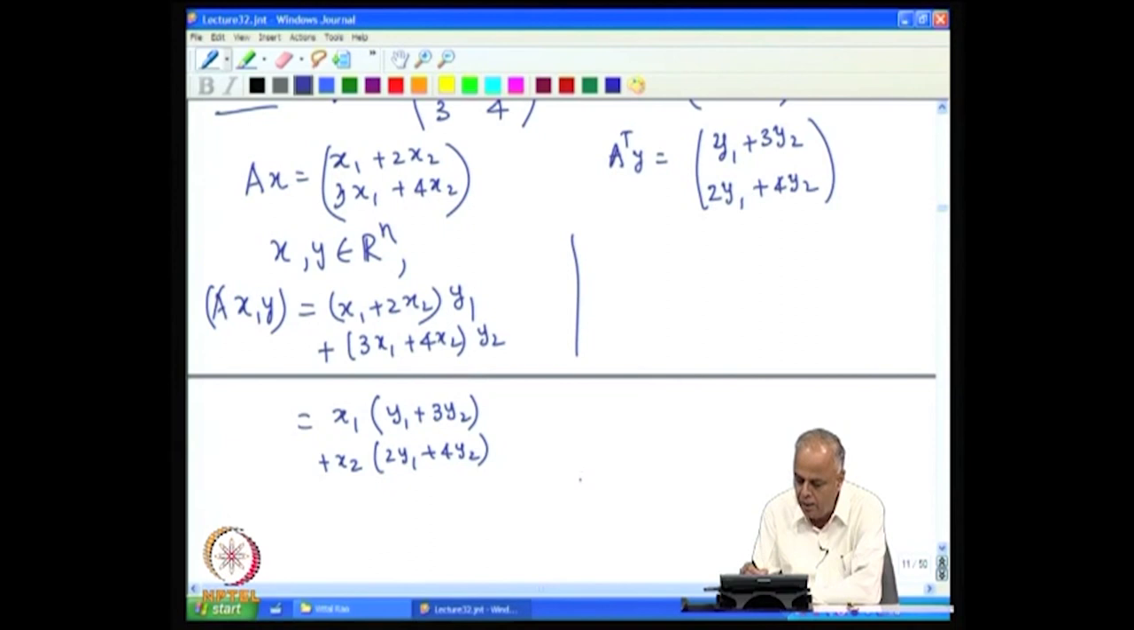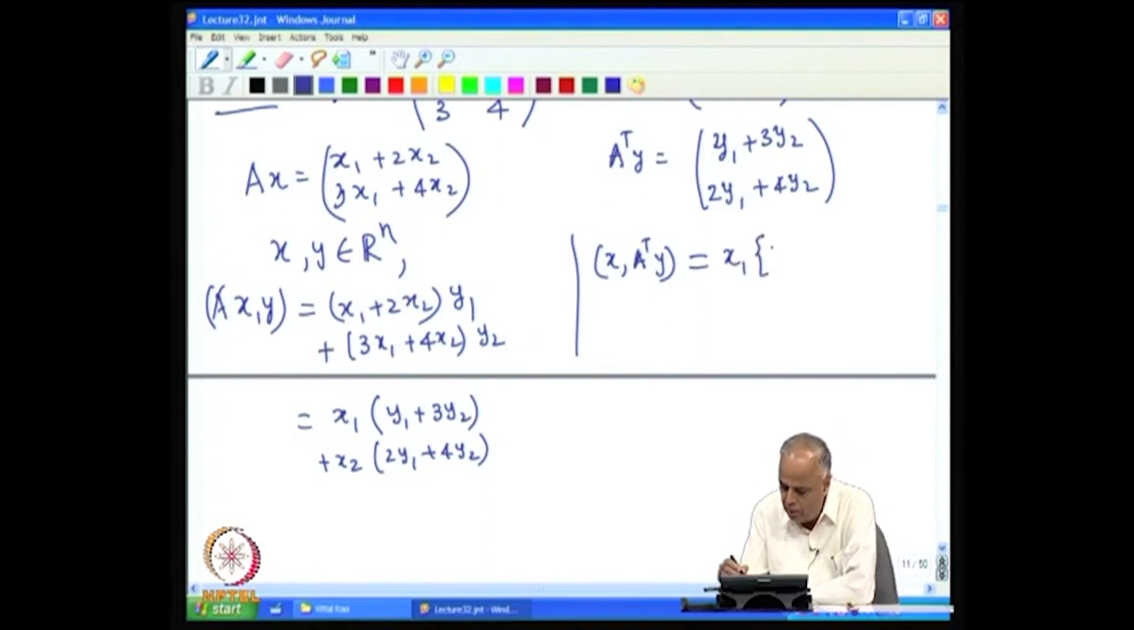On the other hand, we have x comma A transpose y, which is equal to x1 into the first component of A transpose y, which is y1 plus 3 y2, plus the second component of x into the second component of A transpose y.